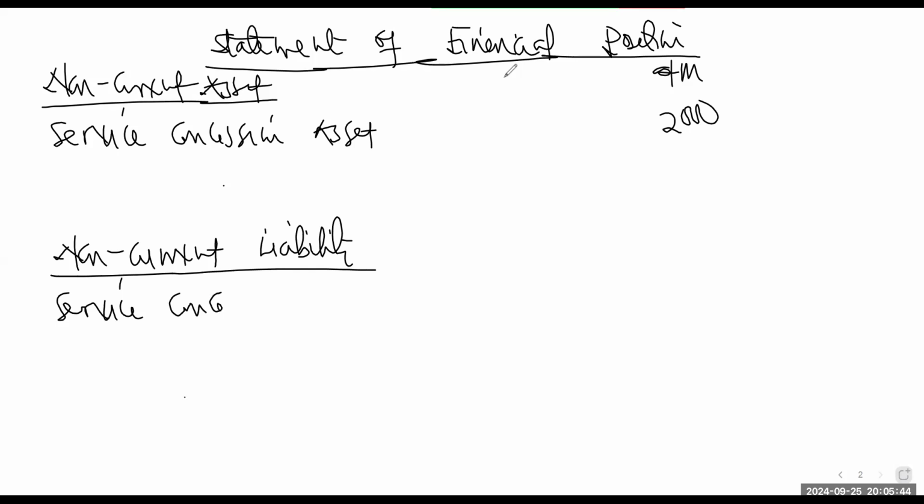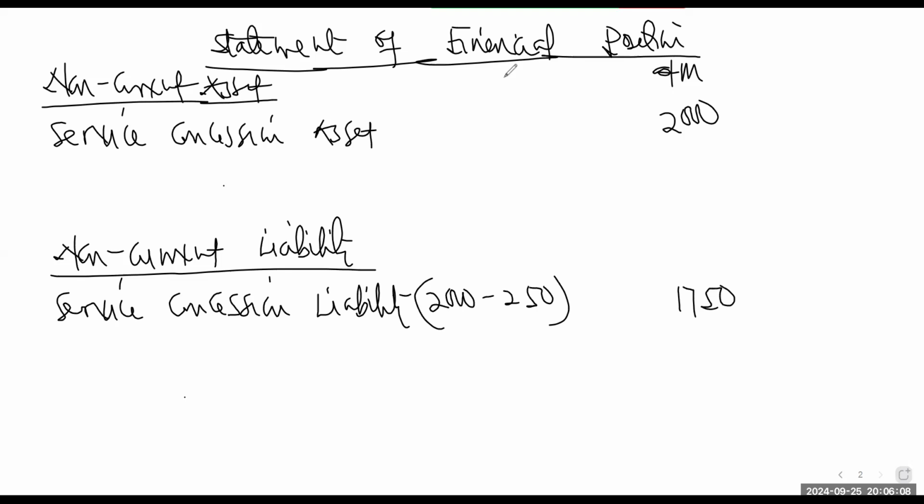Okay, so you need to show one year. Service concession, please, this is a very important area for public sector. So they can actually give you a theory question on this one, or maybe a practical question. So we will be having 2,000 minus 250. Is that correct? Yes, sir. So we'll be having 1,750. I hope you're okay with that one, isn't it?